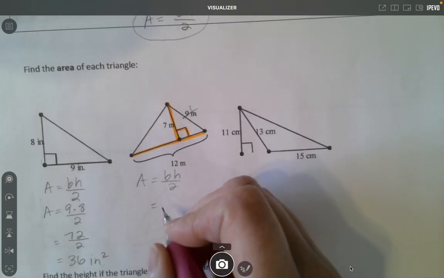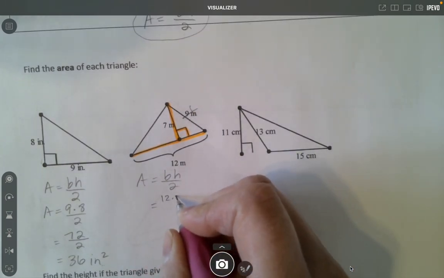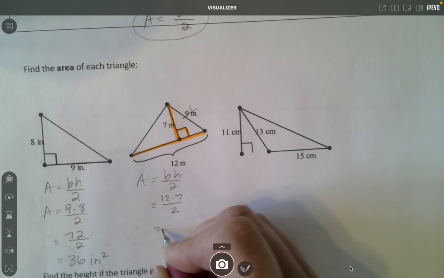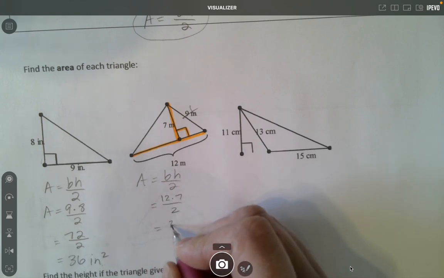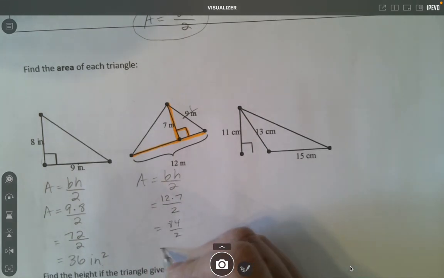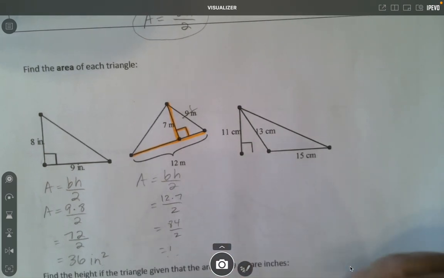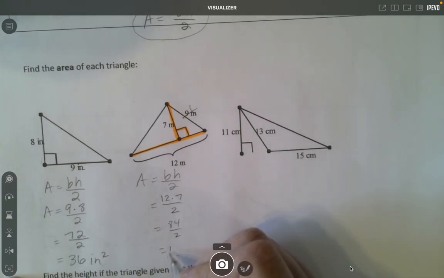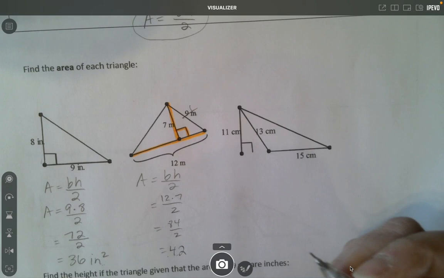So this is going to be base is 12, height is 7, divided by 2. And 12 times 7 is 84. 84 divided by 2 is 42. So we're going to end up with 42, and it's whatever our units are squared.